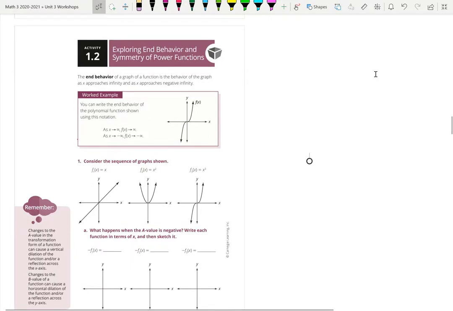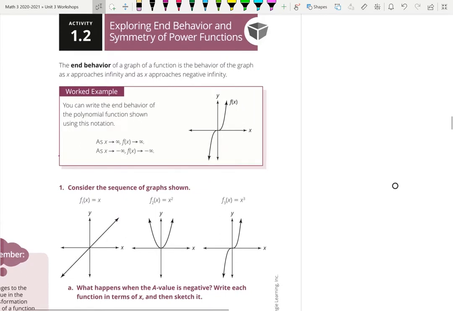Okay, end behavior. We kind of touched upon it last time. The end behavior of a graph is the behavior of the graph as it approaches infinity and negative infinity. As x approaches infinity, what this is really saying is, as x goes to the right, what is the output? So you're scanning to the right, and you can see as it goes right, it is increasing.